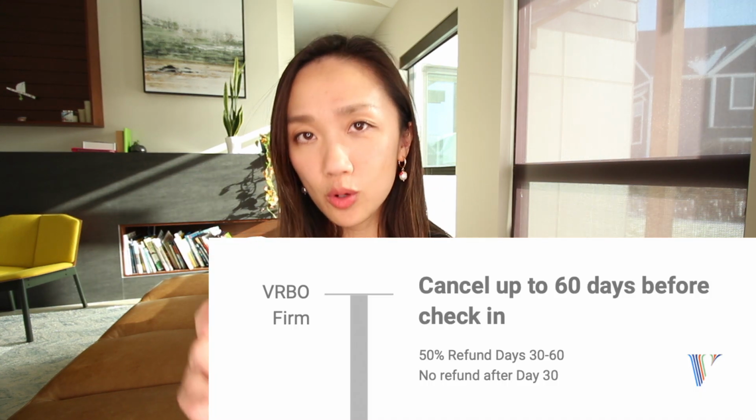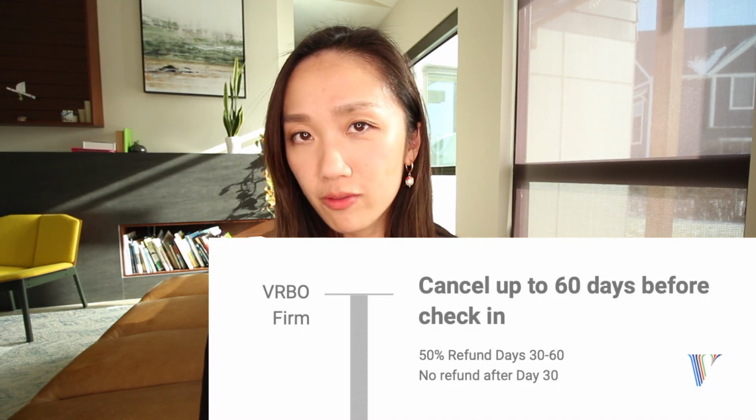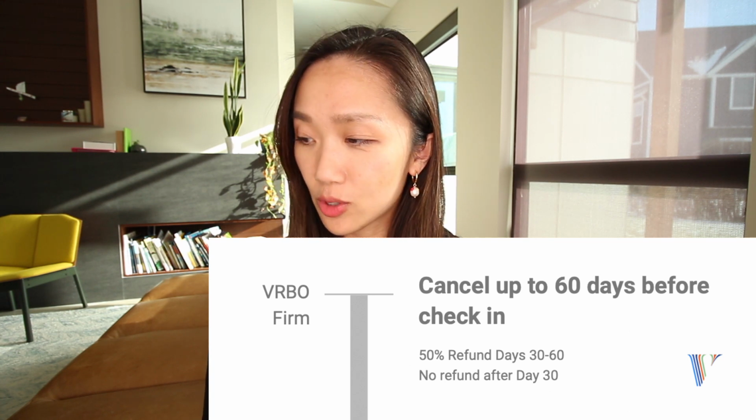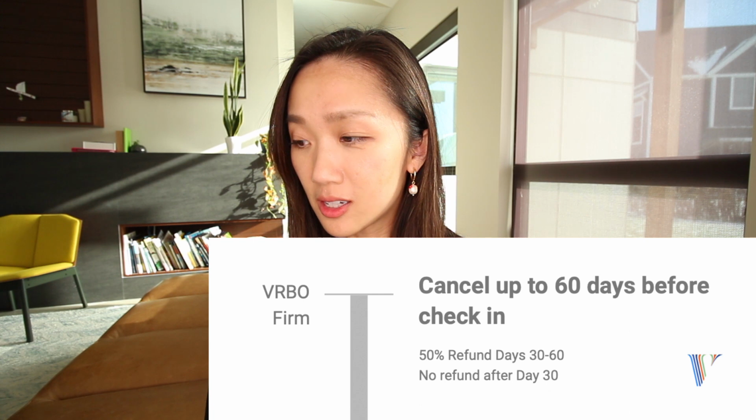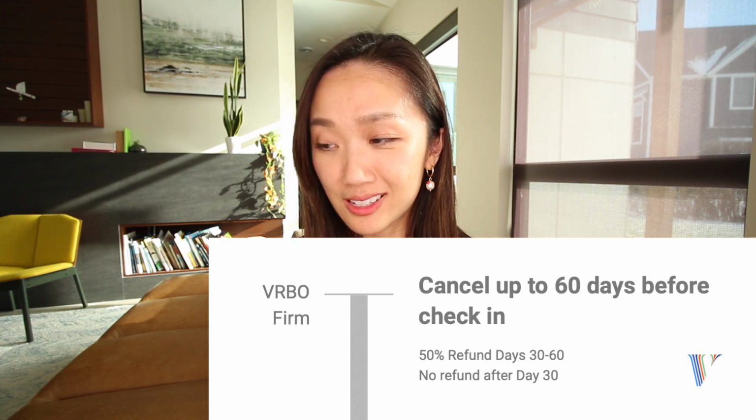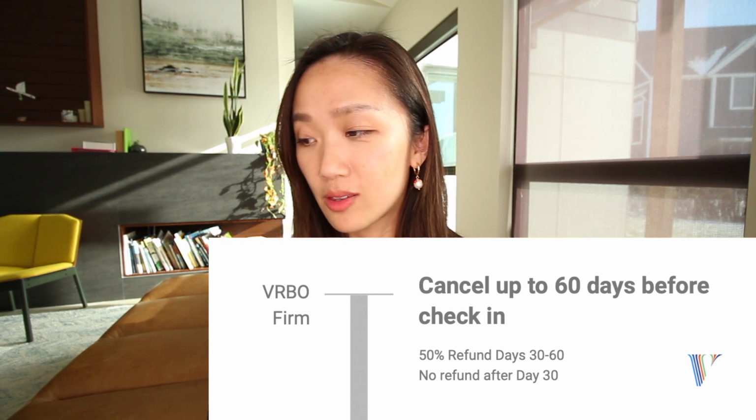VRBO, on the other hand, takes a different route to becoming more strict. So VRBO's Firm option allows for a full refund up to 60 days before check-in, and then there's a step down to 50% refund at days 30 to 60, and then no refund past 30 days.